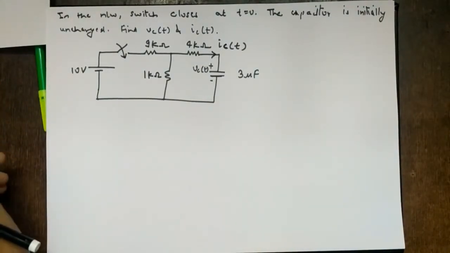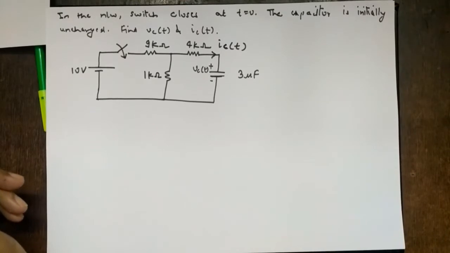What is it saying? In the network, the switch closes at t equal to 0. The capacitor is initially uncharged, which means they have already given the initial condition Vc of 0 minus. Find Vc of t and Ic of t. So how will we solve this?